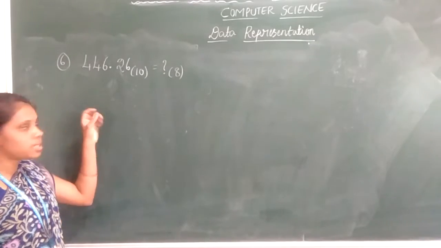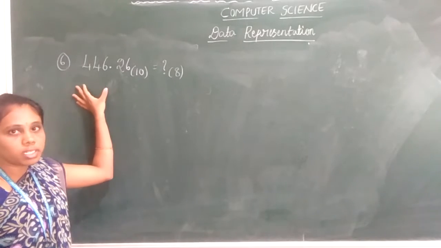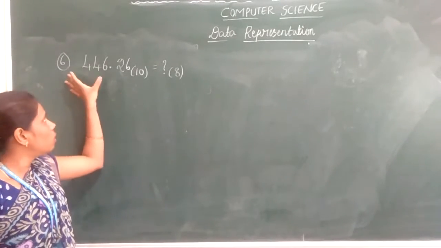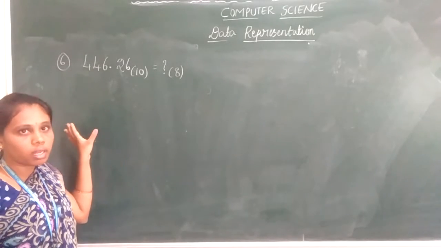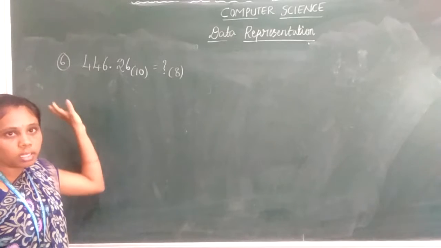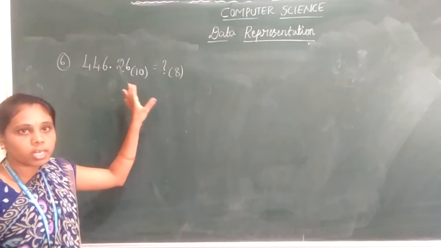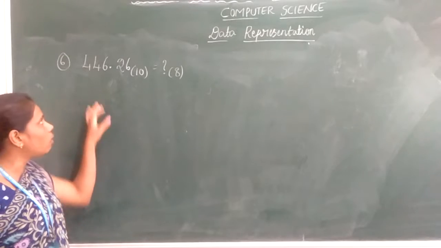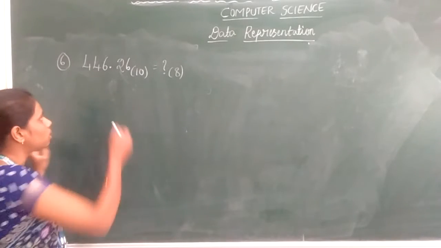Now we will see another example which has both an integer part as well as a fractional part. In this condition, we have to consider the integer part separately and the fractional part separately. Find the value for the integer part and the value for the fractional part, then combine both results to get the final result. Now I will consider only the integer part.